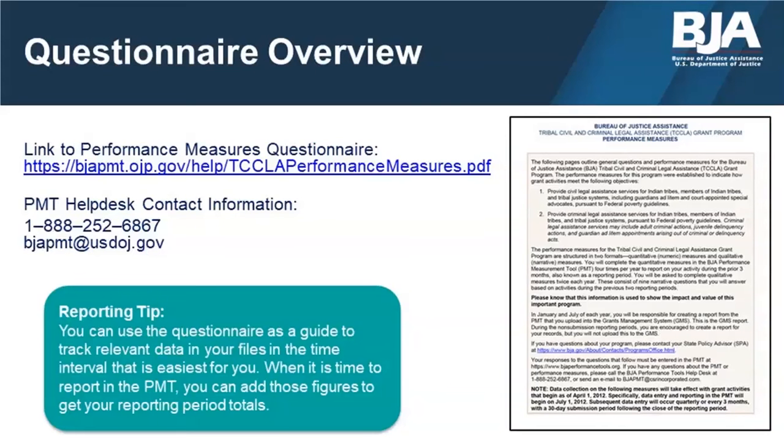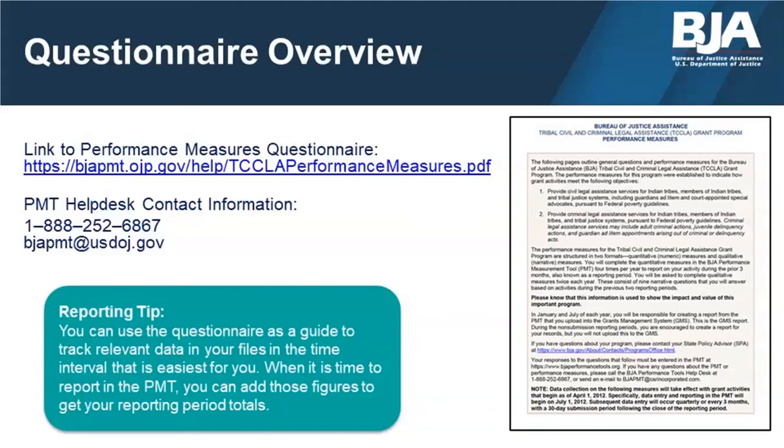The first page of each performance measure questionnaire outlines additional resources that may be helpful as you report. It includes reminders about the program's goals and objectives and lists contact information for the PMT help desk and state policy advisors if you need to reach out with any questions. We'd like to note each program's goals and objectives as a reminder of why we are asking you to fill out this questionnaire each quarter.